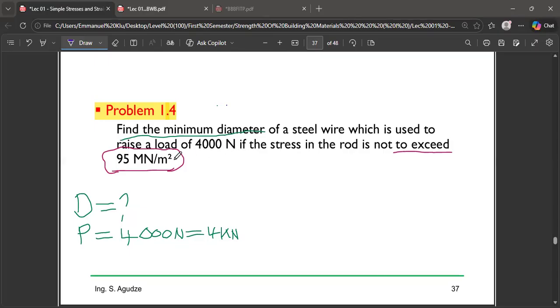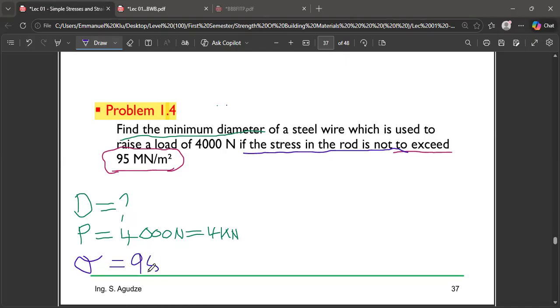Okay, I'll read. Find the minimum diameter of a steel wire, which is used to raise a load of 4,000 Newton, if the stress in the rod is not to exceed 95 mn per meter square. You see, they are saying the stress in the rod is not to exceed 95 meganewton per meter squared. First of all, we can dissolve this in a simple form.